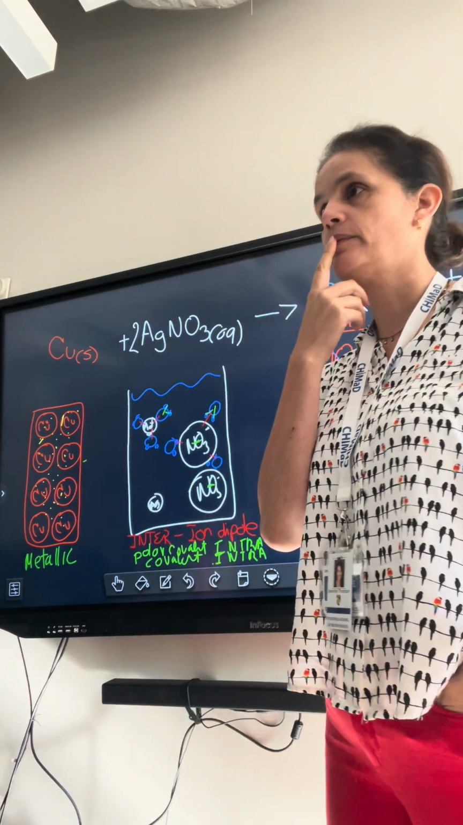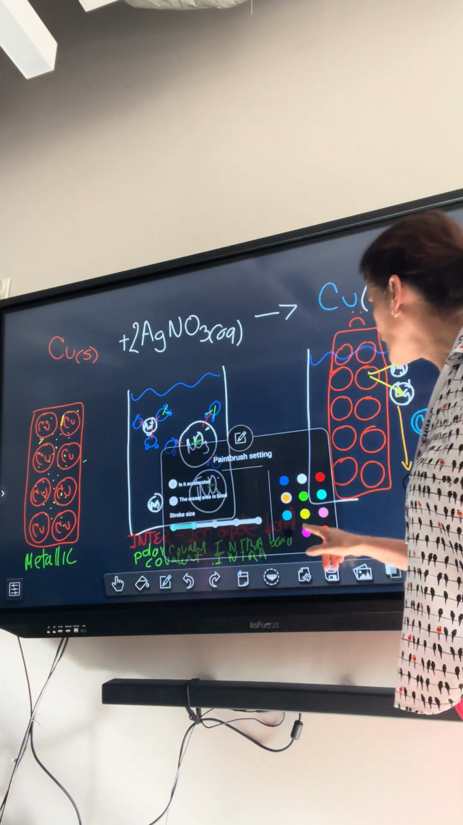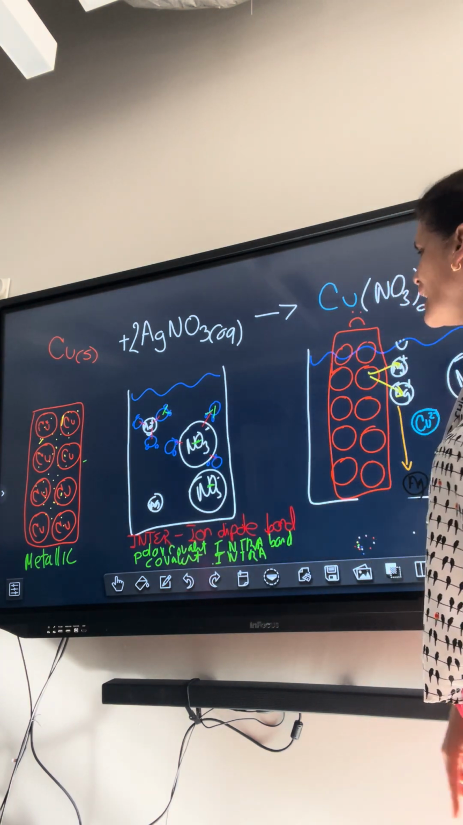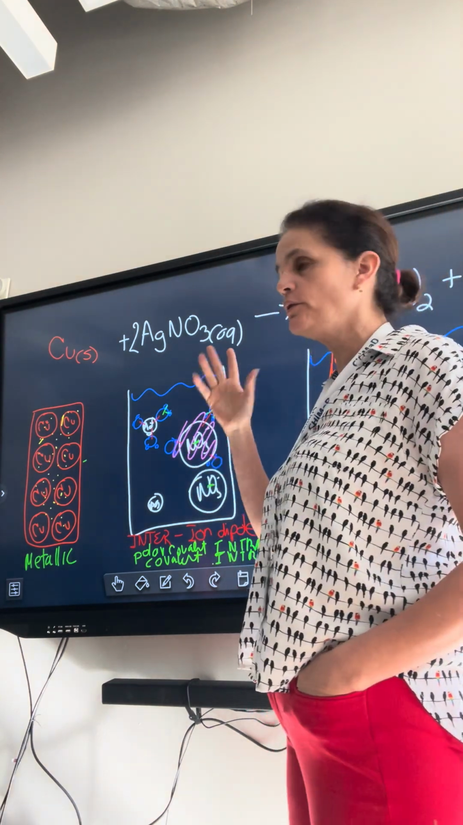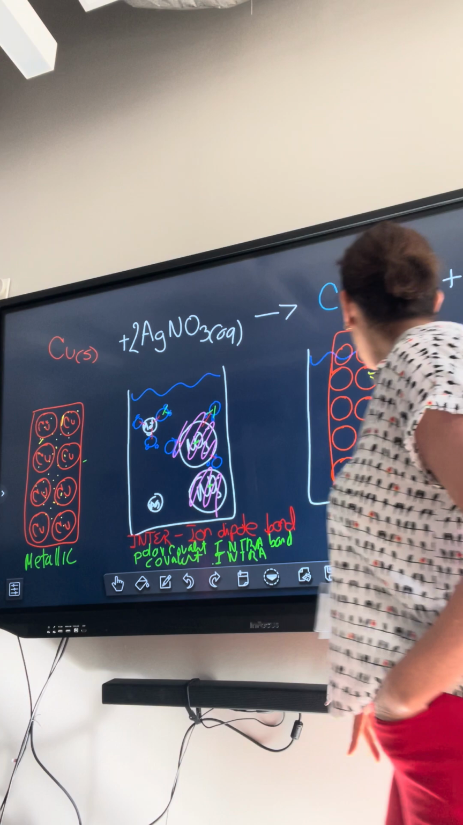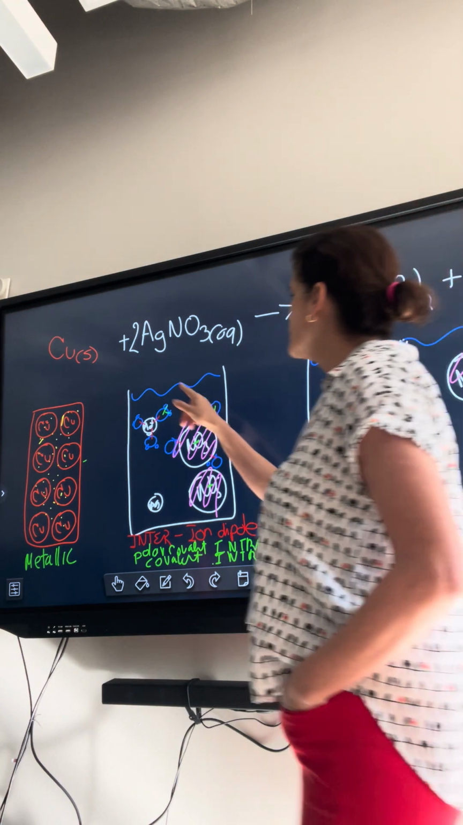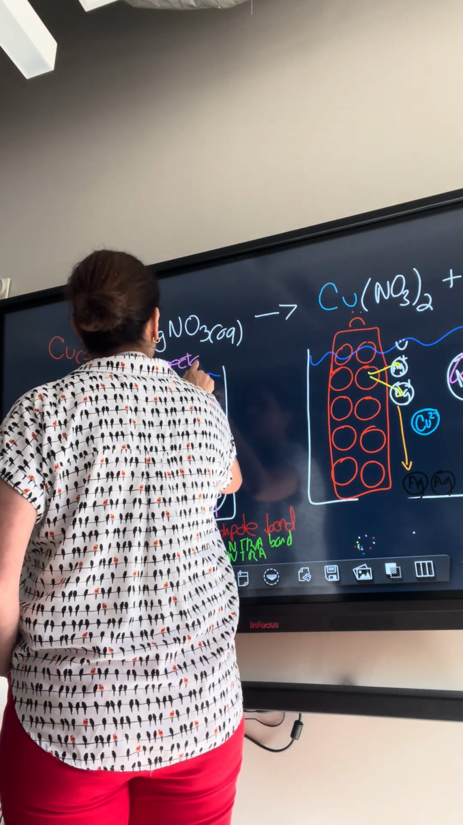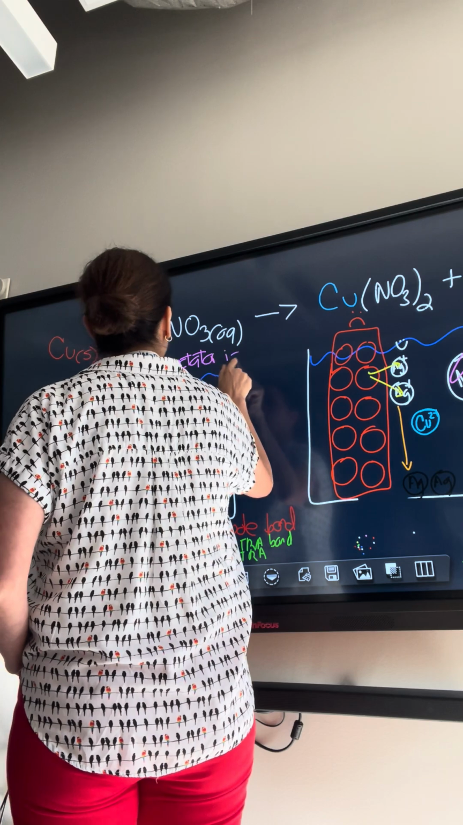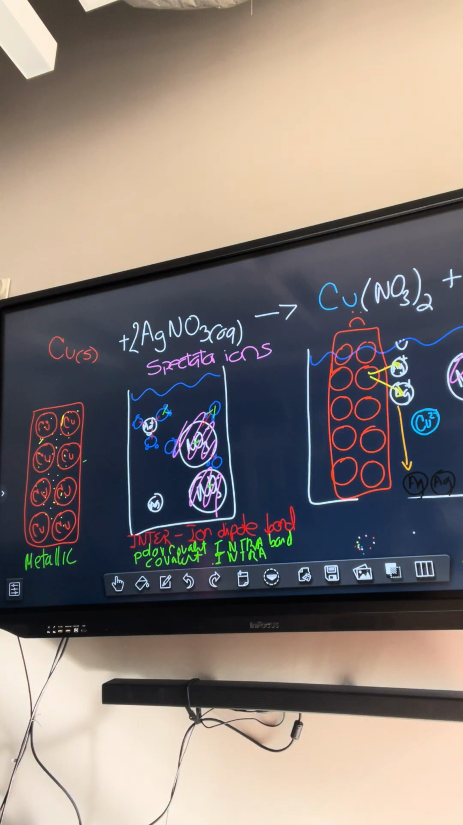Yes? Nothing happens to the nitrate. Good question. The nitrate is called a spectator ion. It was there before, swimming around. It was there after, swimming around. So these are called spectator ions. So they don't really do anything? No, they don't do anything. Spectator ions are just there.